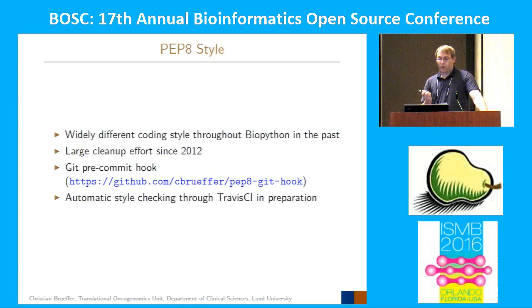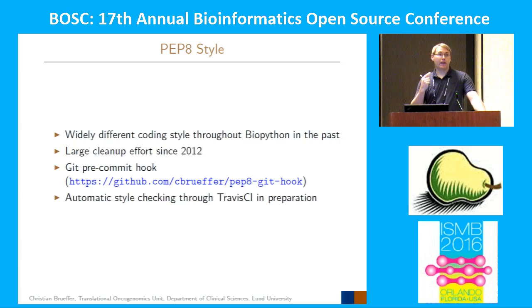So one of my pet peeves when I came to the project in 2012 was style. And Python has this nice PEP 8 standard. And so when I came in 2012, I ran the PEP 8 checker tool on the whole code base. And essentially, you got thousands and thousands of style violations and errors. It was interesting to see. So we've made a huge effort to reduce these style violations. Essentially, every module in Biopython had its own kind of local style. So we had a large cleanup effort.